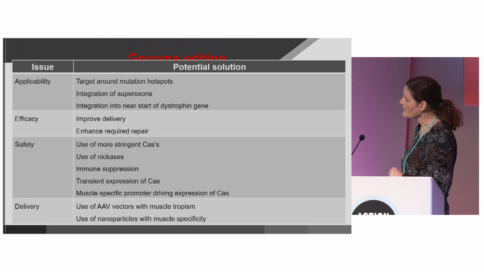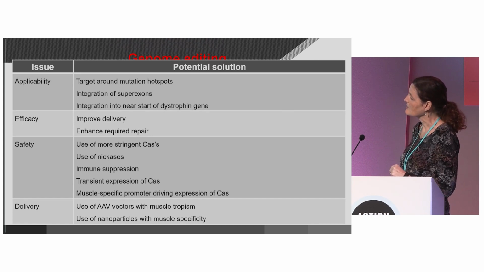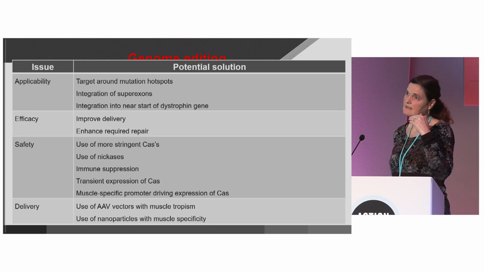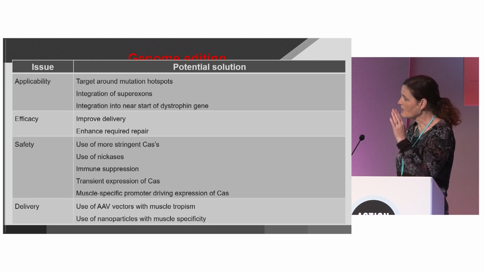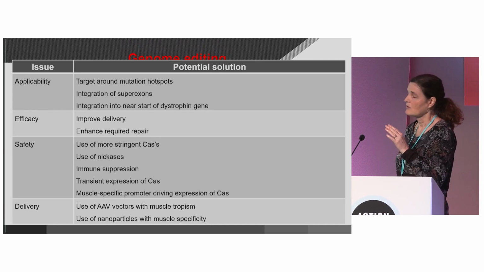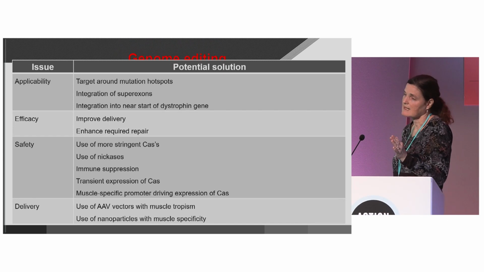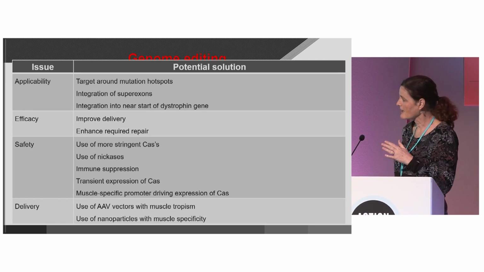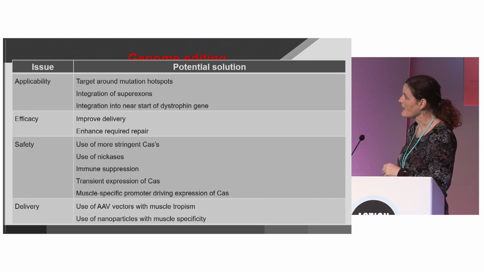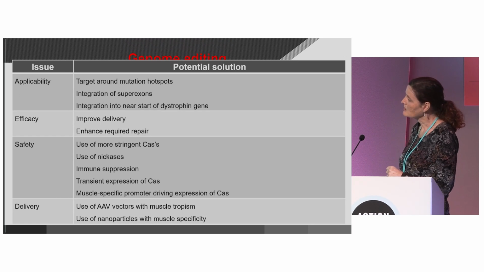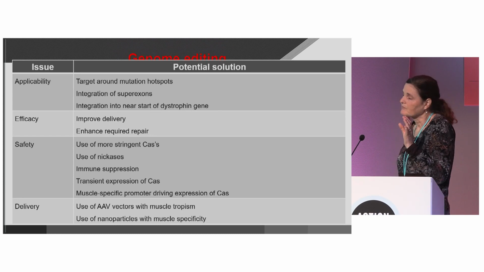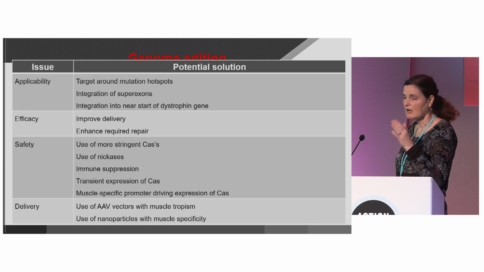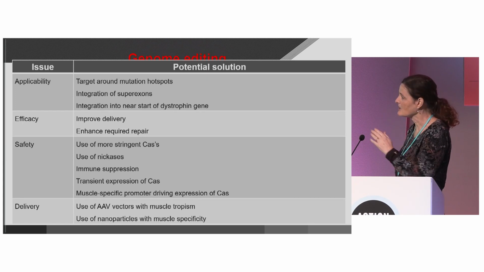For the safety, I won't go through all of this because it's quite complicated, but the main issue is that gene editing is not as specific as it could be. It has very high off-target effects, which can be very detrimental because you're cutting DNA, and the repair that happens could end up knocking out a gene or switching on a cancer gene, so we need to improve that. The commonly used Cas is called Cas9, SpCas9, but we can use different ones which are more stringent, meaning they don't have as many off-targets.